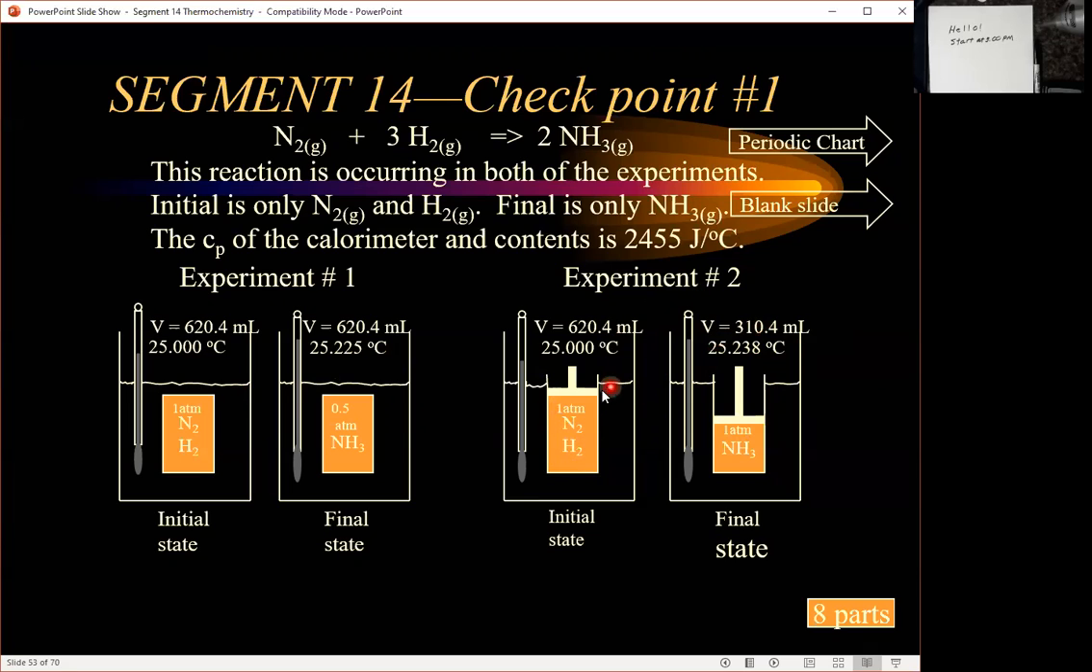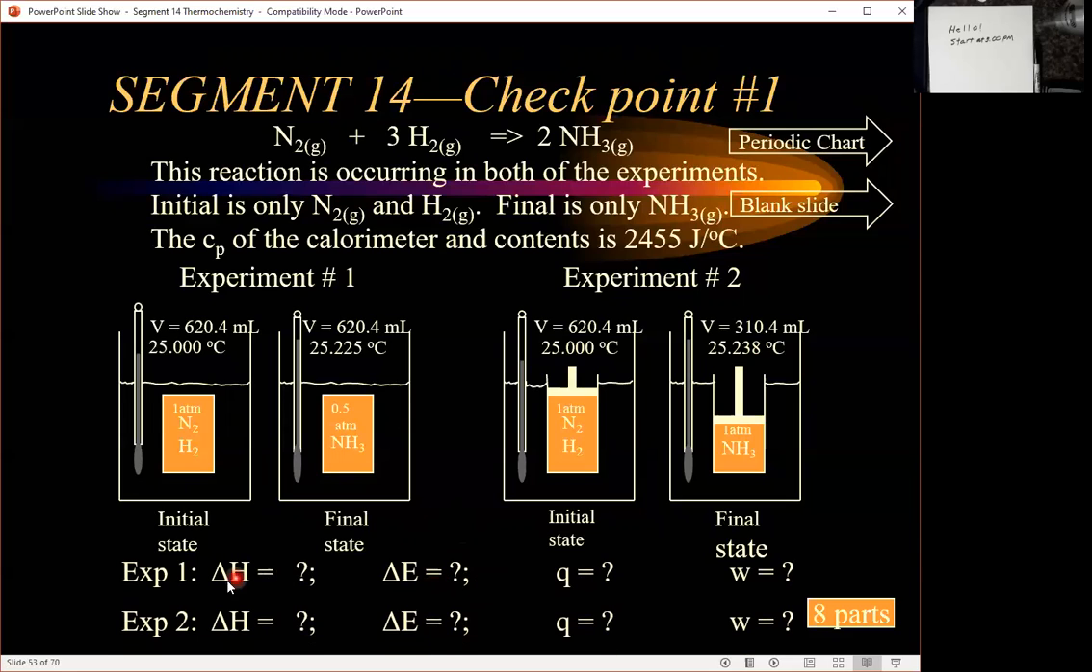So when you calculate the heat flow for going from this initial state to this one, that should identify one of those state functions, delta E or delta H. But which is it? Okay. What I want you to do is fill in all of these values. What is delta H in experiment 1?